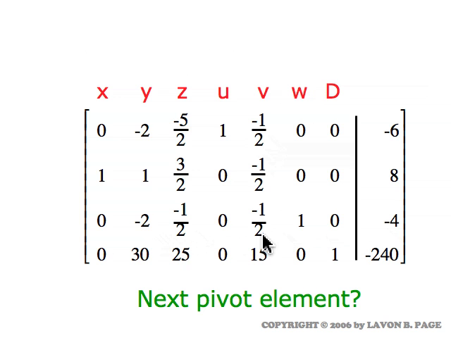So bottom line, our next pivot column has to be either the Y column, the Z column, or the V column. We don't really have much basis for choosing one over the other. We might want to make our choice just depending on which numbers look easier to work with.